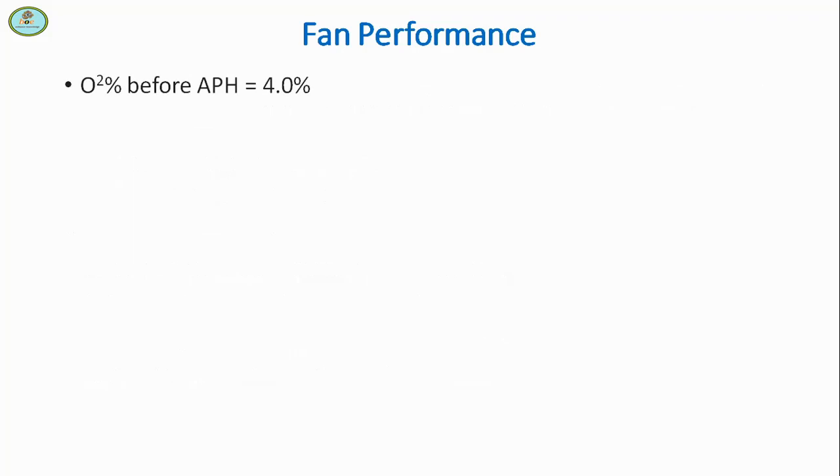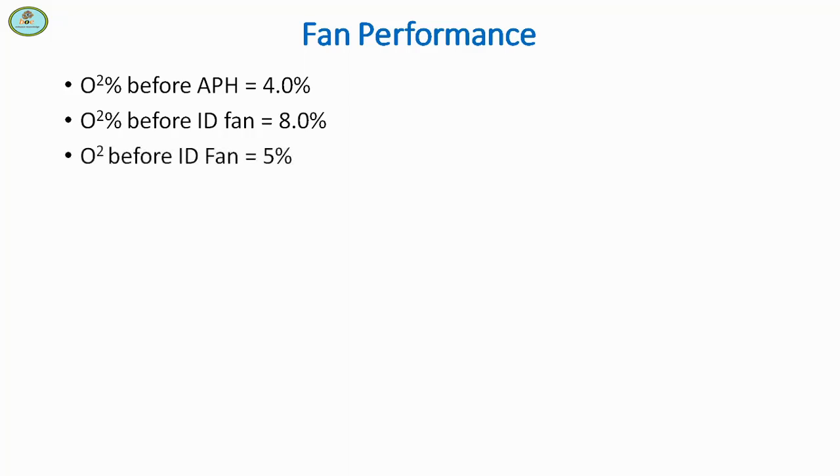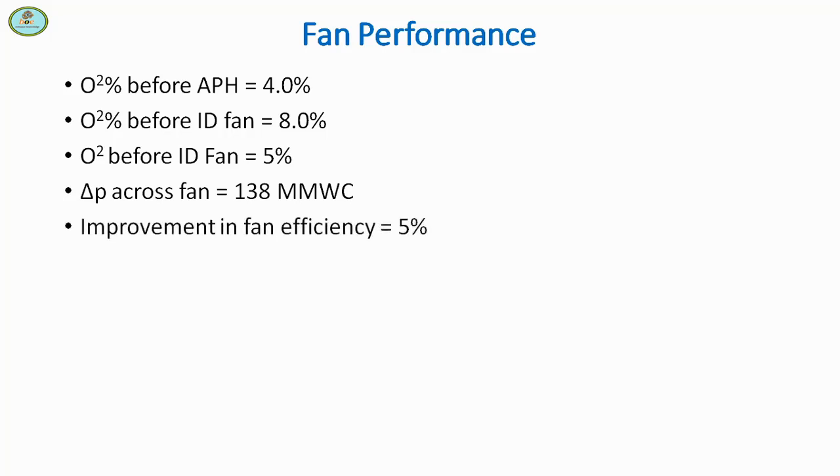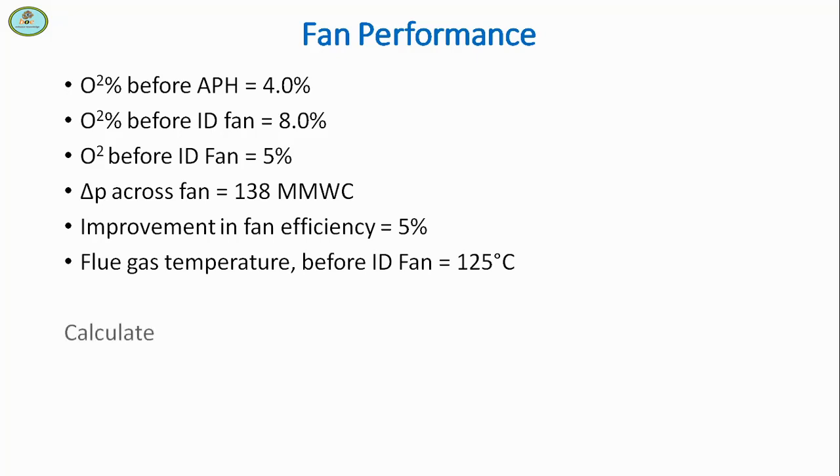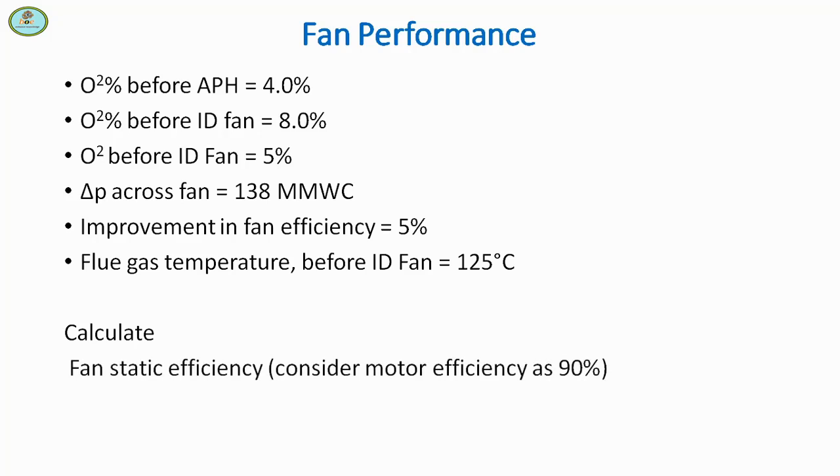O2 percentage before APH is 4%. O2 percentage before ID fan is 8%. O2 percentage before ID fan is 5%. Delta P across fan is 138 mmWc. Improvement in fan efficiency is 5%. Flue gas temperature before ID fan is 125 degrees Celsius. So calculate fan static efficiency. Consider motor efficiency as 90%.